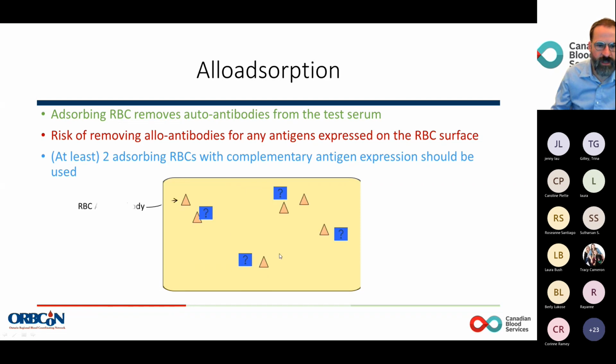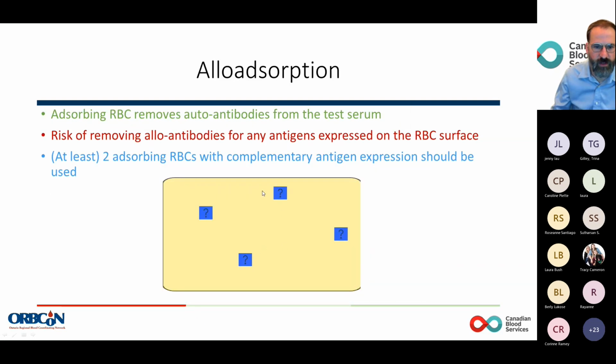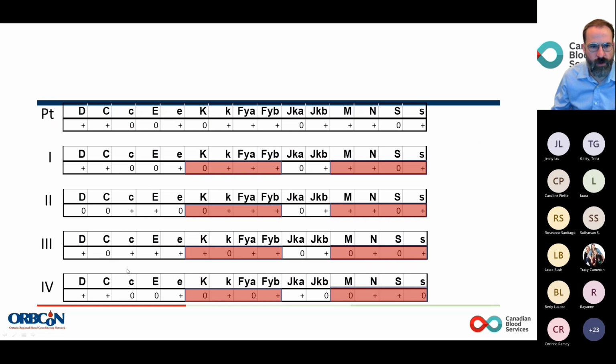But if adsorption happens with red cells that express an antigen that the alloantibody sticks to, we're going to potentially remove that completely, and we'll trick ourselves into thinking the person doesn't have an alloantibody that they actually do have. That's a concern. So when we pick the cells for alloadsorption, we want to be very mindful of that, and as I mentioned, make sure that we're picking cells that are complementary.